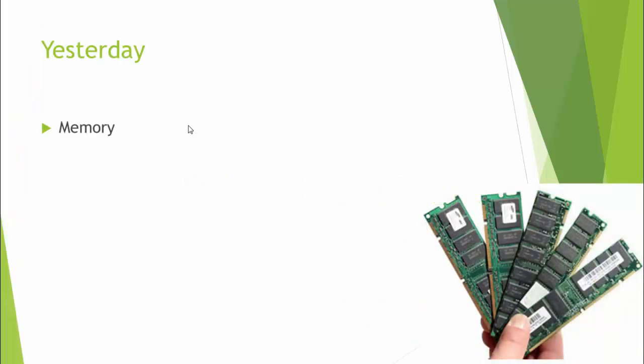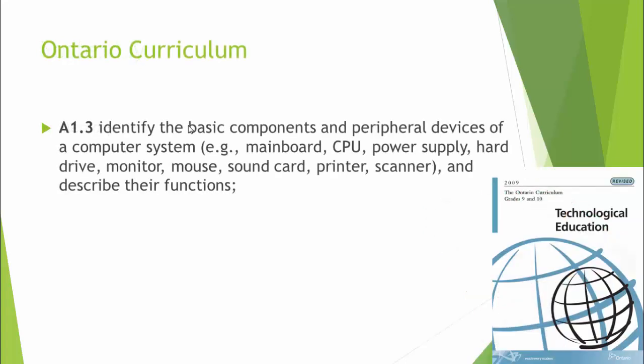Yesterday we talked about solid state storage of information. Today we're going to move outside of the computer. The Ontario curriculum wants us to understand the peripheral devices of a computer, including the monitor, the mouse, printer, scanner, etc., and describe their functions. This is what we'll take care of today.